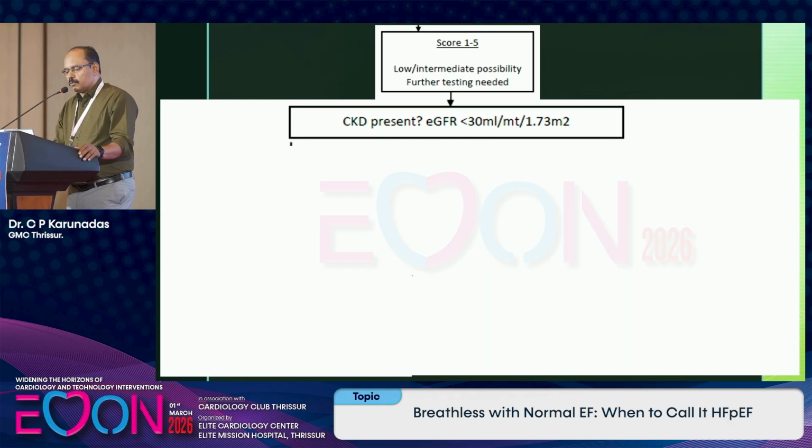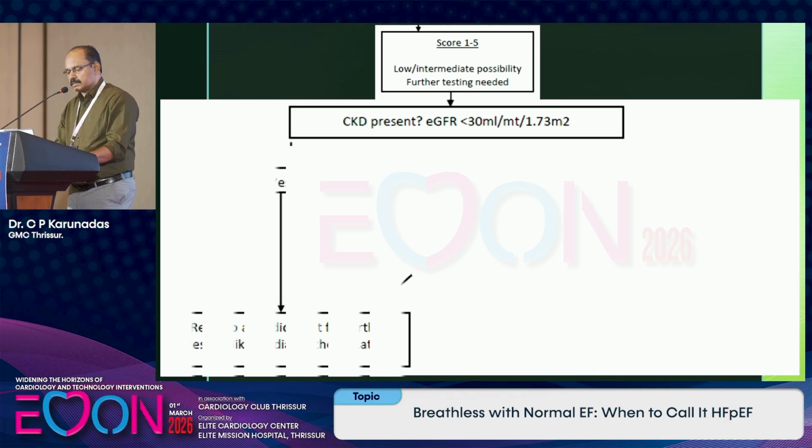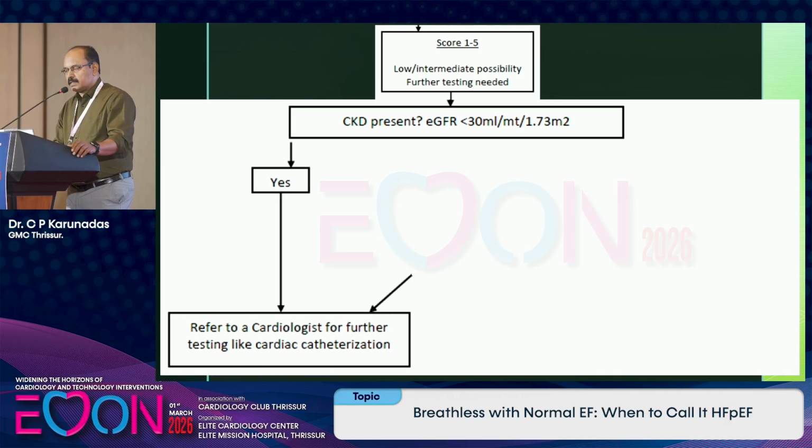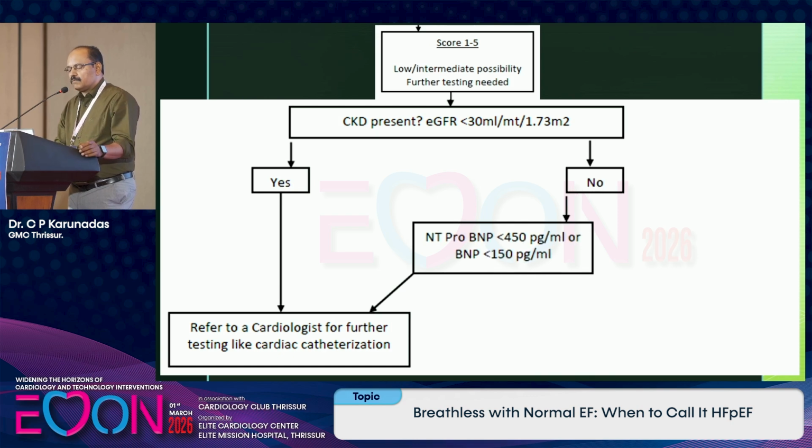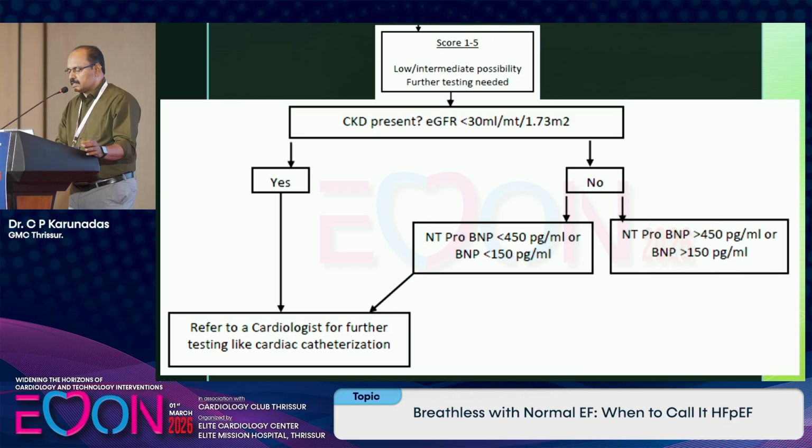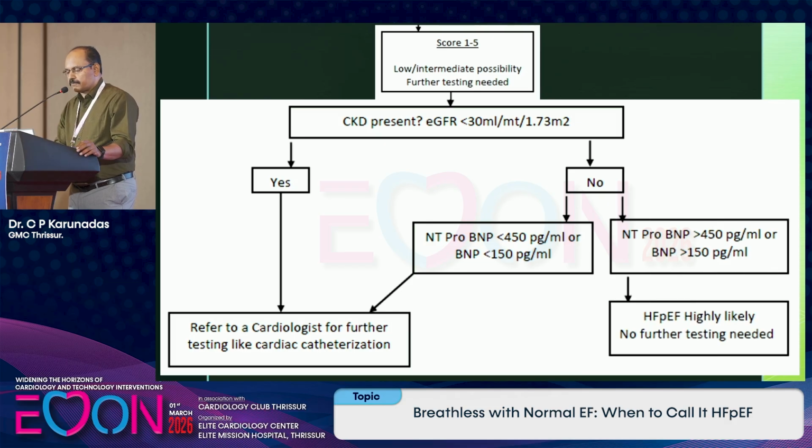In the intermediate group, it is not a purely diagnostic scoring system. So you see whether the patient has chronic kidney disease. If the patient has chronic kidney disease, she requires special investigations in the cath lab. You have to take a catheter into the heart and measure the filling pressures during rest as well as during exercise. So you have to refer her. If she doesn't have CKD, one can look at the NT-proBNP as well as the BNP. If they are low, again she requires an invasive assessment. If high, one can diagnose HFpEF.